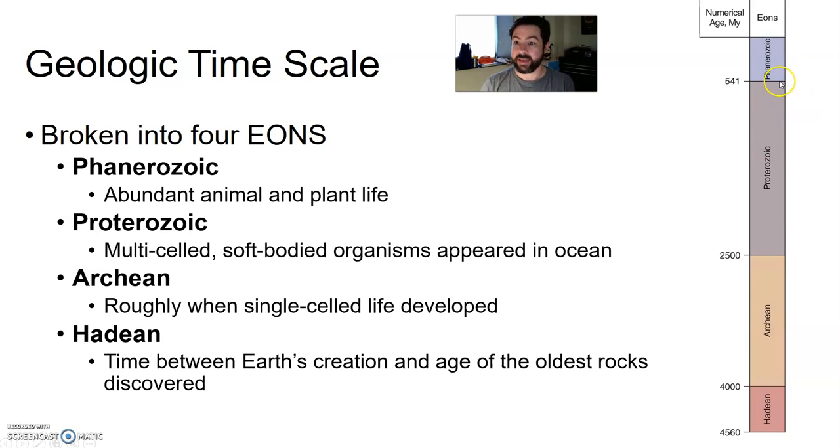And then we have the Phanerozoic from about 541 million years ago to present. This is when abundant animal and plant life took hold. This is when the Cambrian explosion occurred 541 million years ago. You answered that in the Unit 2 lab.